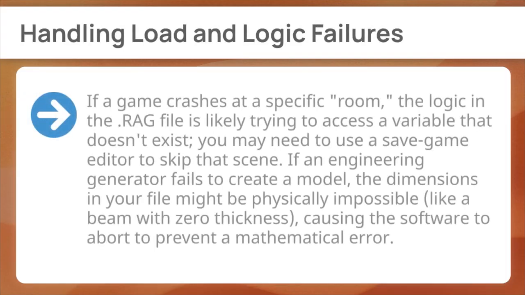Finally, handling load and logic failures. If a game crashes at a specific room, the logic in the RAG file is likely trying to access a variable that doesn't exist. You may need to use a save game editor to skip that scene. If an engineering generator fails to create a model, the dimensions in your file might be physically impossible, like a beam with 0 thickness, causing the software to abort to prevent a mathematical error.